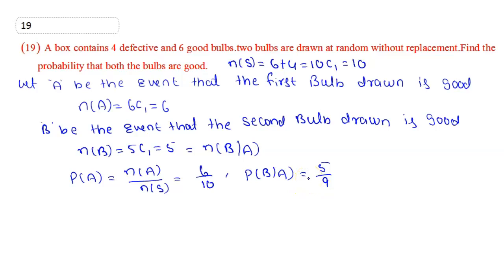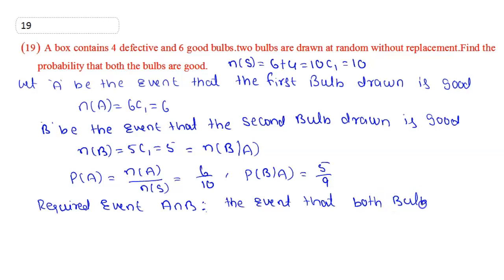So here the required event is A intersection B. This is the required event, the event that both bulbs drawn are good.